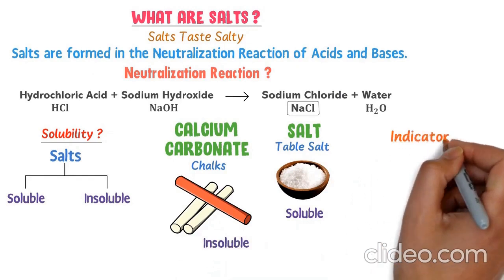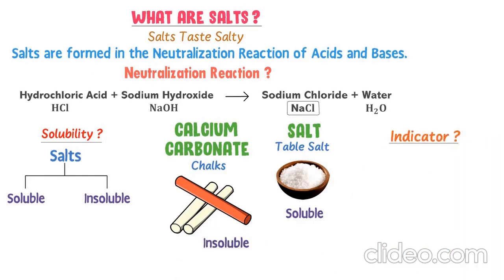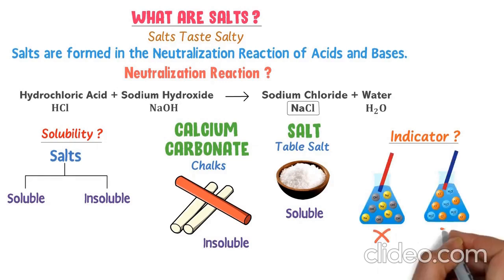What about the indicator test of salts? Well, salt can neither turn red litmus paper blue nor can it turn blue litmus paper red. The color of either litmus paper remains constant in the salt.